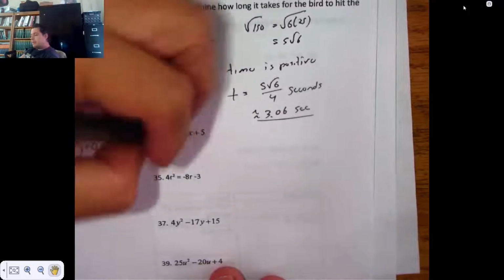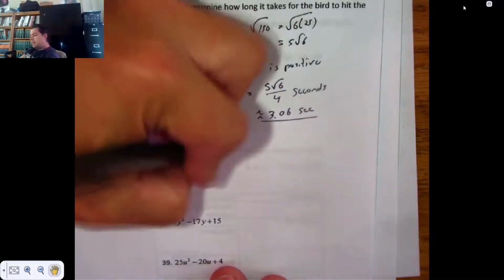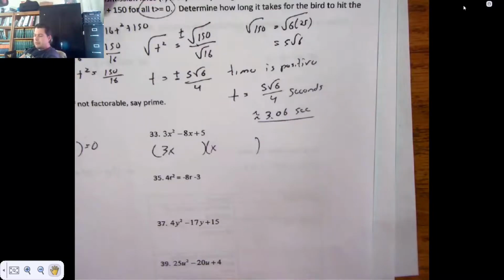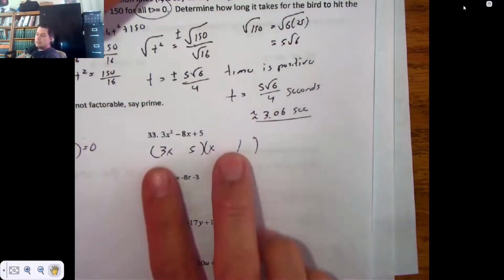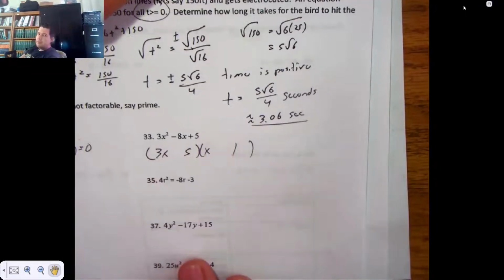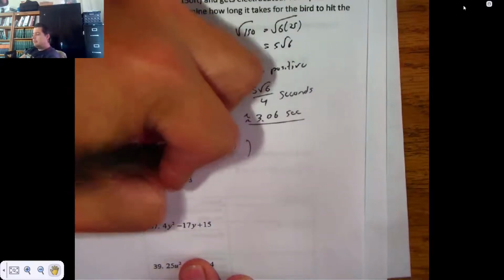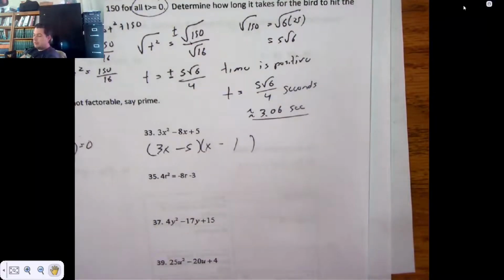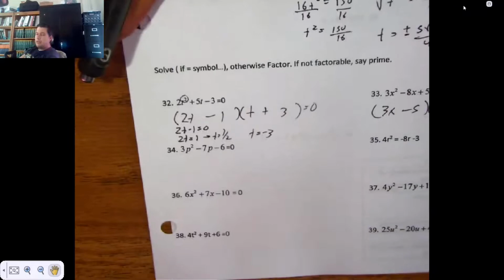33, 3x squared minus 8x plus 5 takes a 3x and an x. Factors of 5 are going to be what? 1 and 5? Okay, cool. 5 and 1. Outside makes 3, inside makes 5. 3 plus 5 is 8. Negative, negative. No equality, no solving. 34 has equality. Solve the blasted thing.